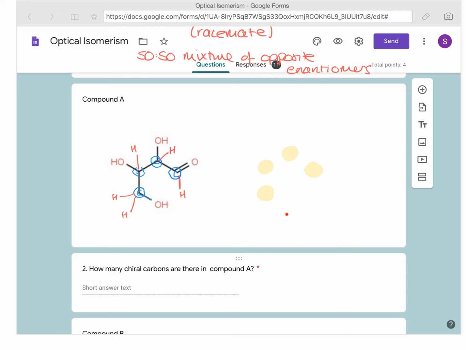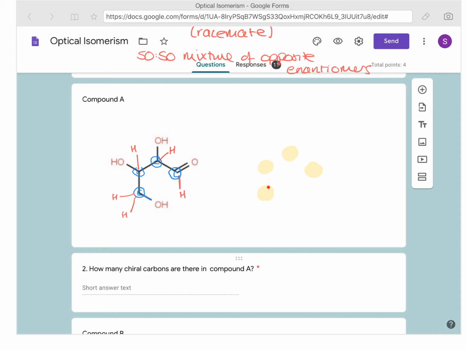In one direction, we've got an alcohol group. In another direction, we've got a hydrogen. Then we've got another hydrogen. So straight away, these 2 groups are the same, so this one cannot be chiral. Next one up has an alcohol group and a hydrogen sticking off, so that's good.